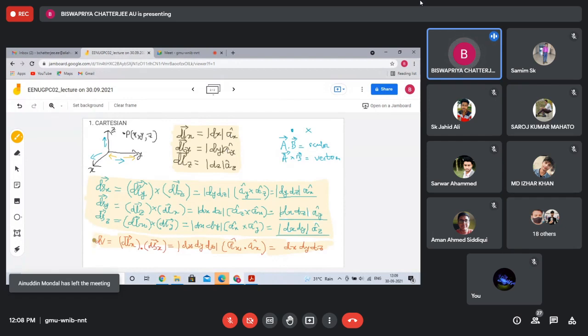In school, in class 9 or 10, you used to solve mathematical problems where a cube or a rectangular parallelepiped was given, with length, breadth and height. To find the volume of that room, you straight away multiply these three dimensions, length into breadth into height. Now how they are generated, this is the explanation. The differential volume element is dx dy dz.